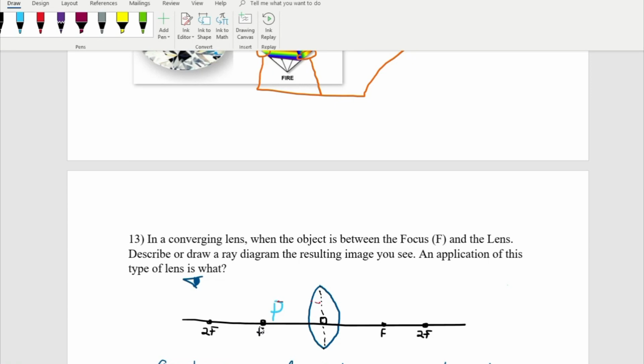which is between the focus and the center of this converging lens, and we're asked to describe or draw the ray diagram that results in the image you see. In this part, what we notice is that our rays are going to come from P, so let me write this P properly here. We have P, which is our object, and we have our rays coming from P to the center line of this lens, and then it converges downward all the way this way.